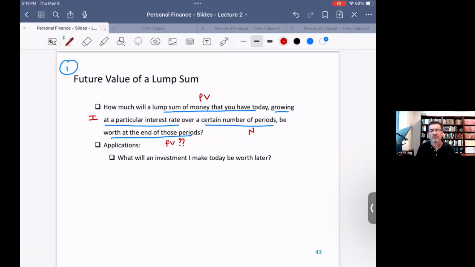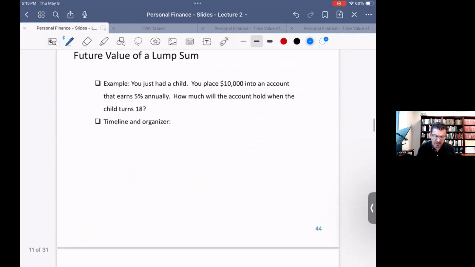So it's a pretty straightforward thing. One of the most common applications of this calculation is, if I invest some money today, what will it be worth later? So that's a very common way to do it.